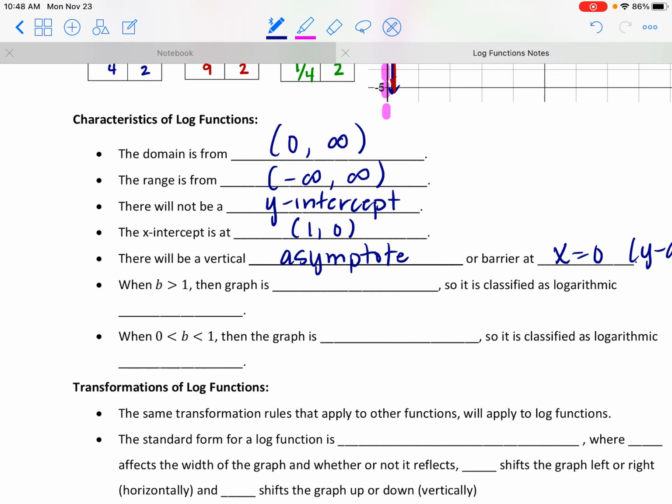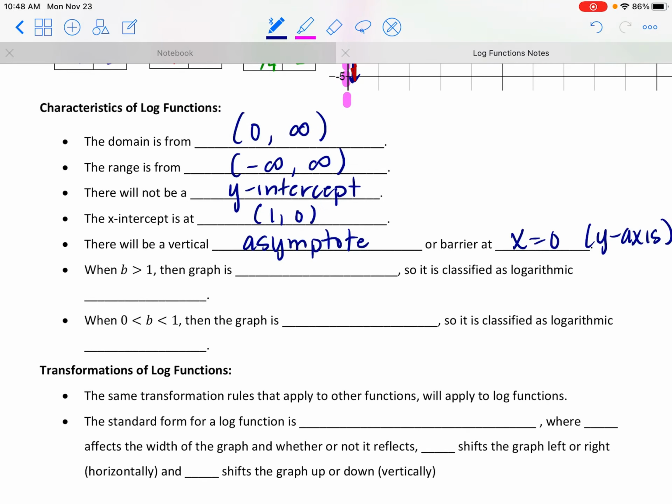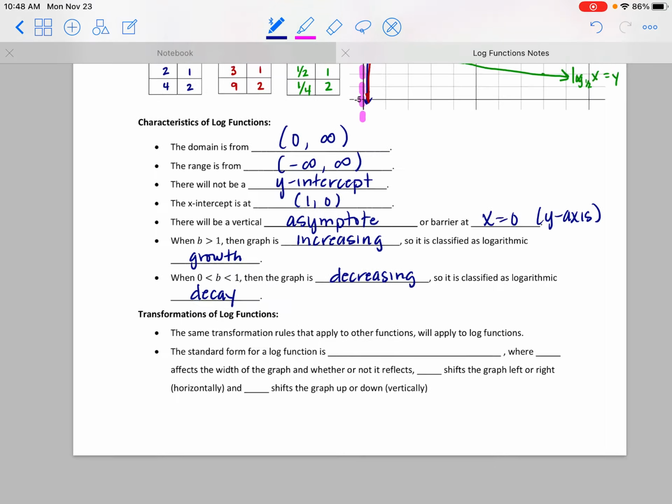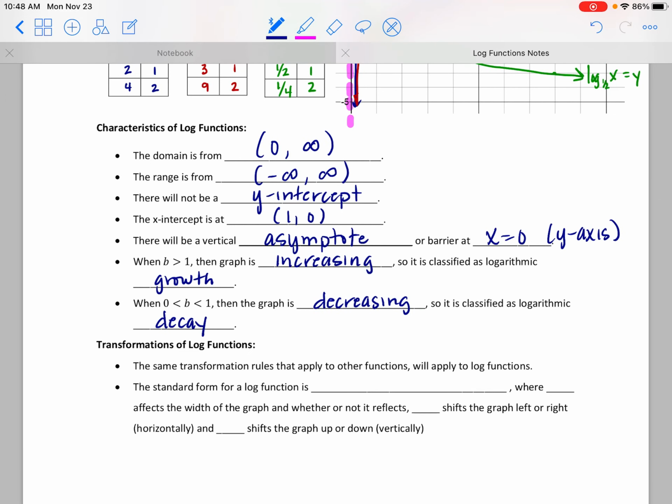So here we had a base bigger than 1, graphs that were increasing, creating what we call logarithmic growth. And when the base is some fraction between 0 and 1, then the graph's decreasing and referred to as exponential, or in this case, logarithmic decay. Okay, so almost the reverse of what we saw with our exponentials.